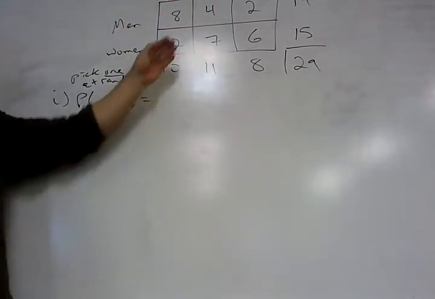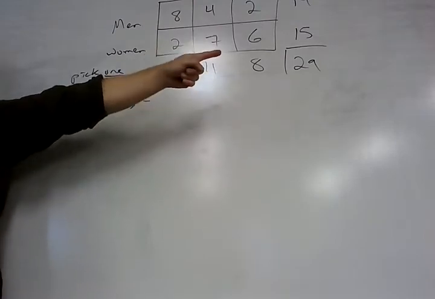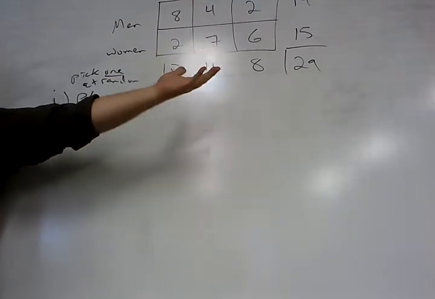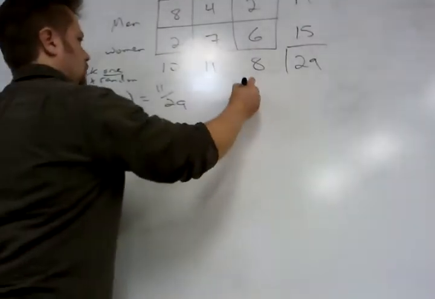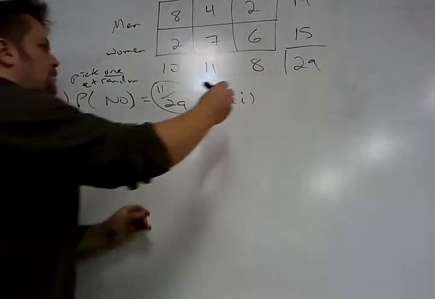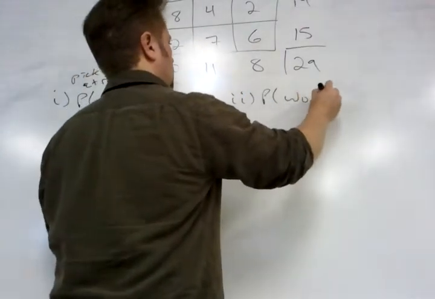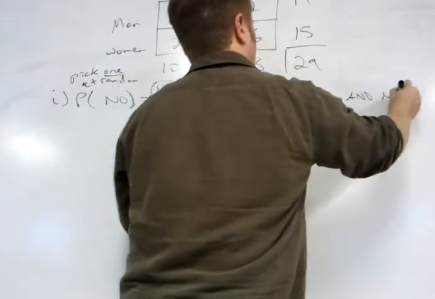So if I say the probability of no, I want the total number of people who said no, 11, out of the total number of people it could be. Could be any of the 29. So that's that. You can make that into a decimal, percentage, whatever, right? So what if I say, what's the probability I pick a woman who also said maybe?